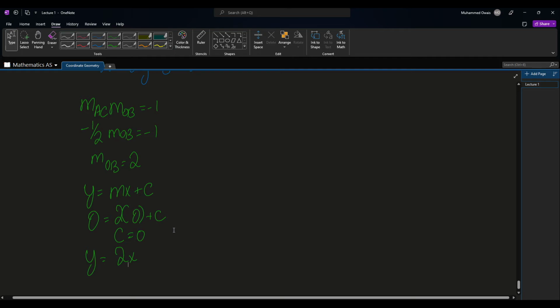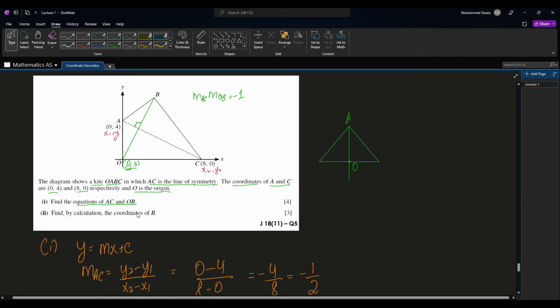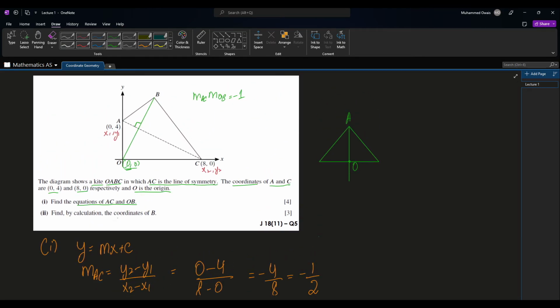But this is what happens when a line starts from the origin. Alright then. Now that we are finished with part I, let us do part 2. It is asking us to find the coordinates of B. Now then, how do we find the coordinates of B?